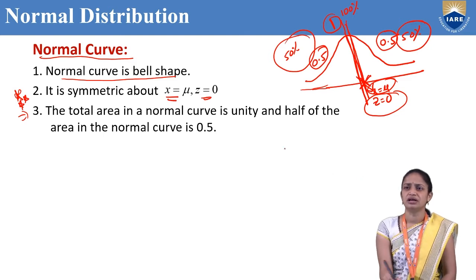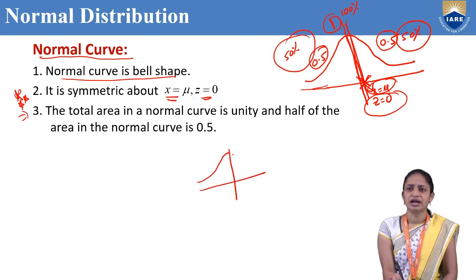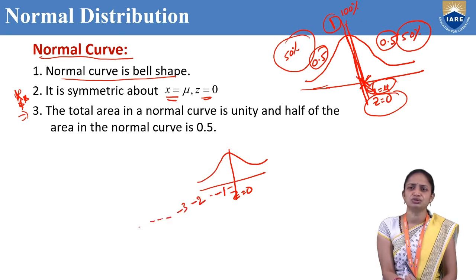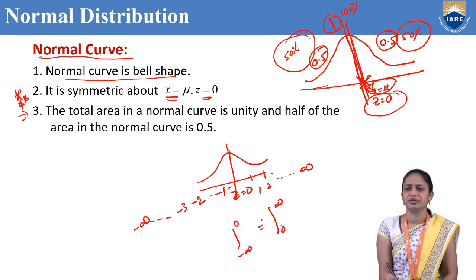The normal curve is symmetric about z equal to 0. That means on the left side we have all negative values, that is -1, -2, -3 and so on up to -infinity, and z equal to 0 is in the middle, and on the right side we have 1, 2 and so on up to infinity. So for the normal curve, the area from -infinity to 0 is equal to the area from 0 to infinity. This is only possible in the normal curve.